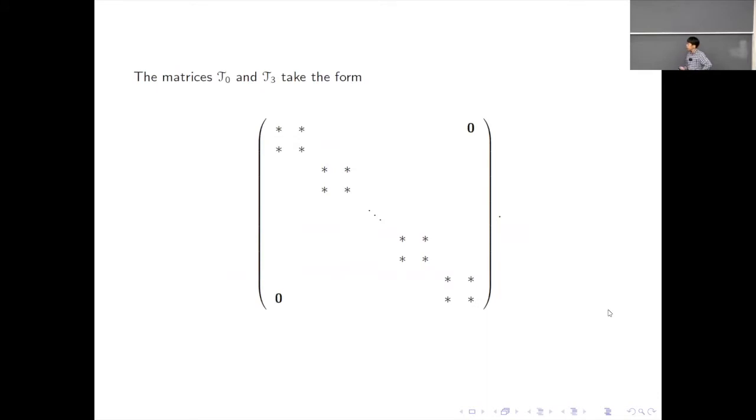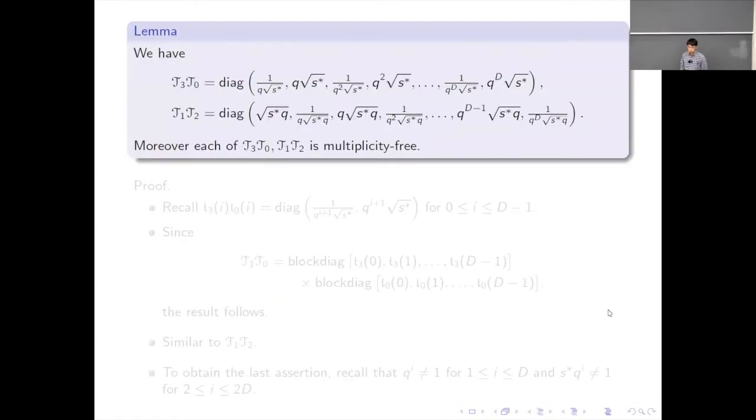I want to show the matrix pattern. So Tau naught and Tau 3 have 2 by 2 blocks. Tau 1 and Tau 2 have the first block and the last block 1 by 1, and the middle blocks 2 by 2. Now let's think about matrix multiplication. When we multiply Tau 3 and Tau naught, we get exactly a diagonal matrix whose entries you see there. Also Tau 1, Tau 2 gives a diagonal matrix.